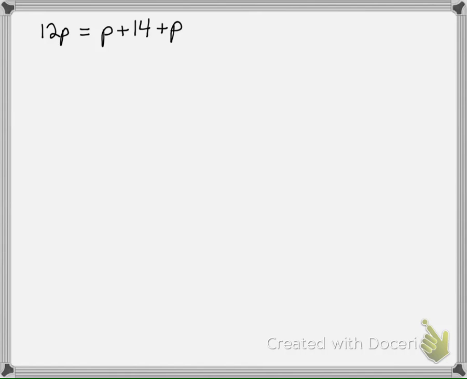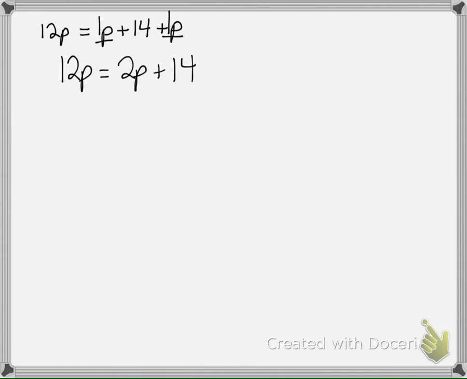Now, on the left-hand side of the equation, can I simplify that? No, it's 12 times p. And since we don't know what p is, I can't do that multiplication. That side's simplified. On the right-hand side, can I simplify? Yes, because I have like terms. So I need to combine them. This is 1p, and this is 1p. They're both positive, so 1p plus 1p is 2p, so I get 12p equals 2p plus 14.